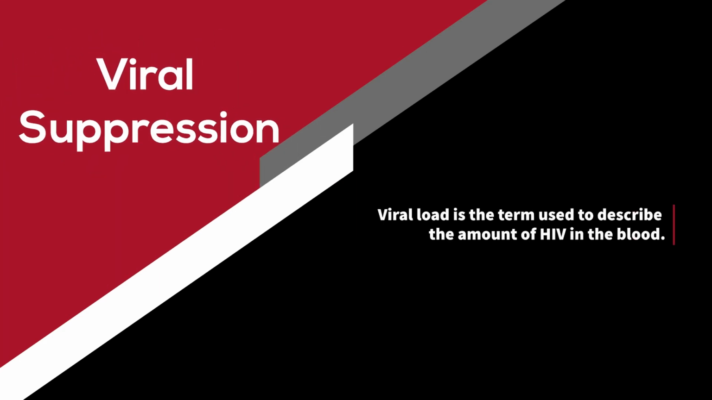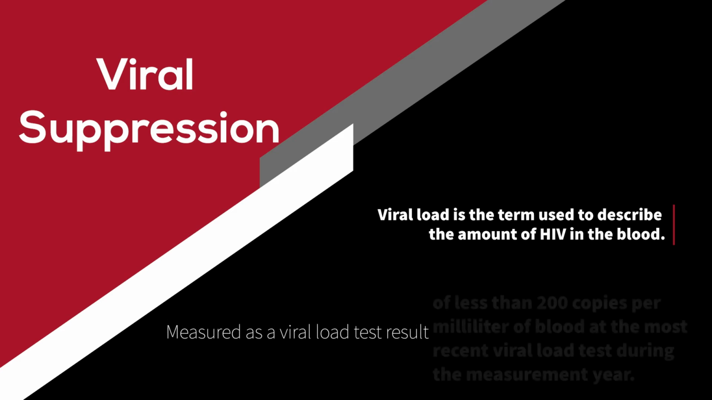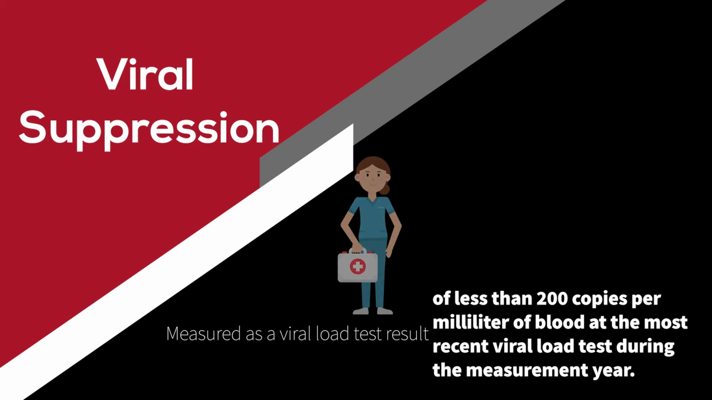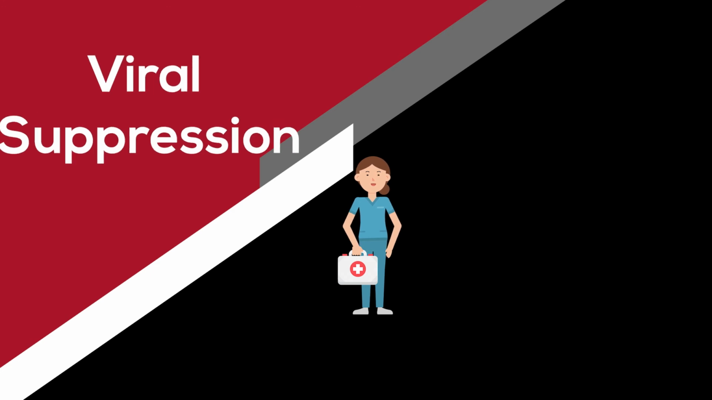Viral suppression. Viral load is the term used to describe the amount of HIV in your blood. Viral suppression is measured as a viral load test result of less than 200 copies per milliliter of blood at the most recent viral load test during the measurement year.